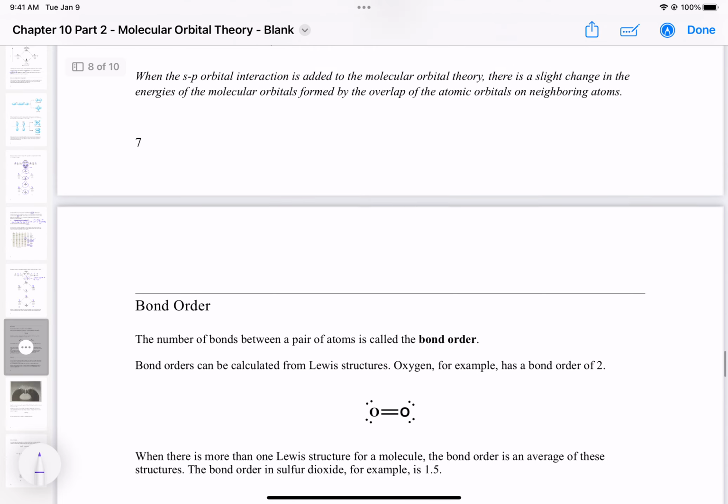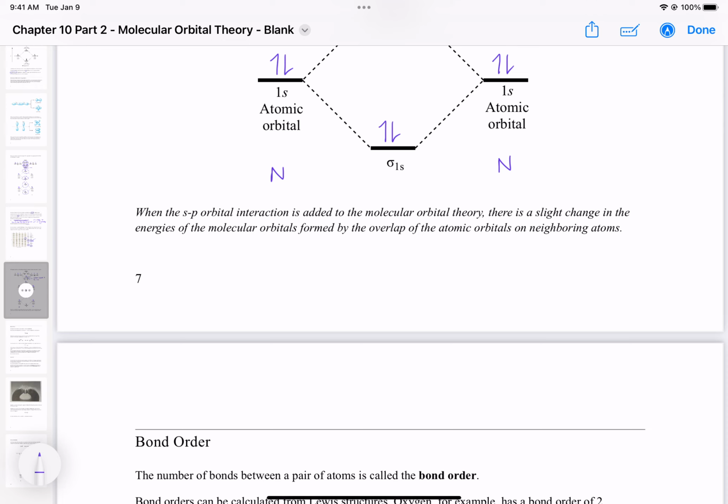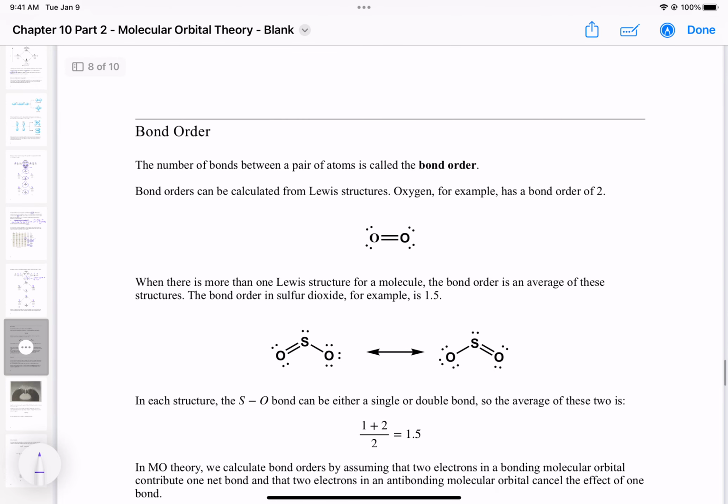Okay, all right. So now that we've been working with molecular orbitals, let's talk about another topic related to that, and that's called bond order. Bond order is a number that indicates the number of bonds between a pair of atoms. We can calculate it from Lewis structures. For example, oxygen has a bond order of 2 because of the double bond. So our bond order equals 2.